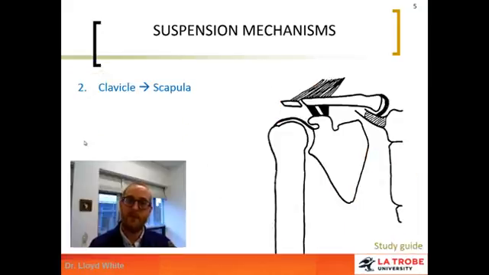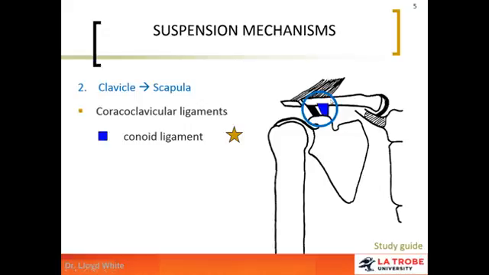The second mechanism of suspension is from the clavicle to the scapula. And this is achieved through a couple of very strong ligaments, the coracoclavicular ligaments. Now, as I say, there are two coracoclavicular ligaments. We have the conoid ligament more medially and the trapezoid ligament more laterally. And of these two, the conoid ligament is actually the one that has the most tensile force passing through it to suspend the upper limb. However, the trapezoid ligament will also be involved in this.